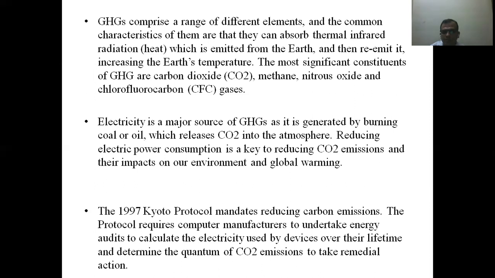Electricity is the major source of GHG emissions. By using the energy, we burn coal, which increases the temperature because it releases carbon dioxide into the atmosphere.